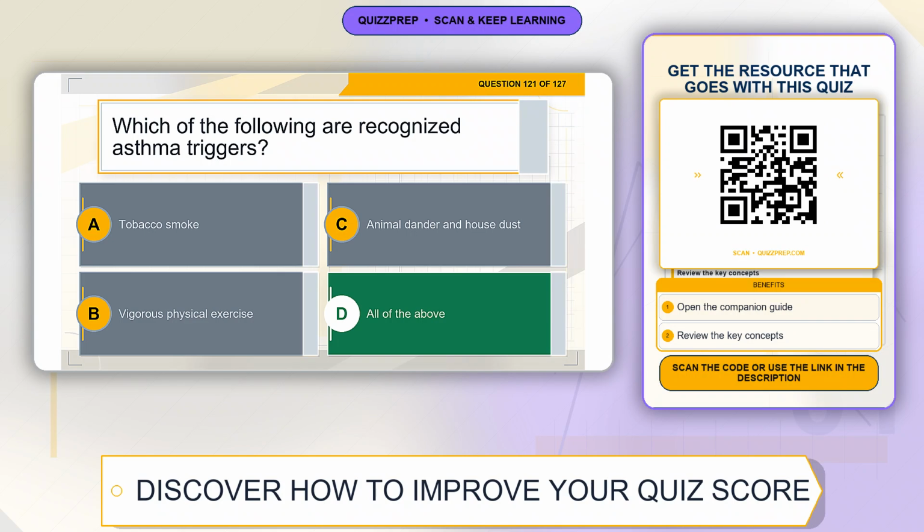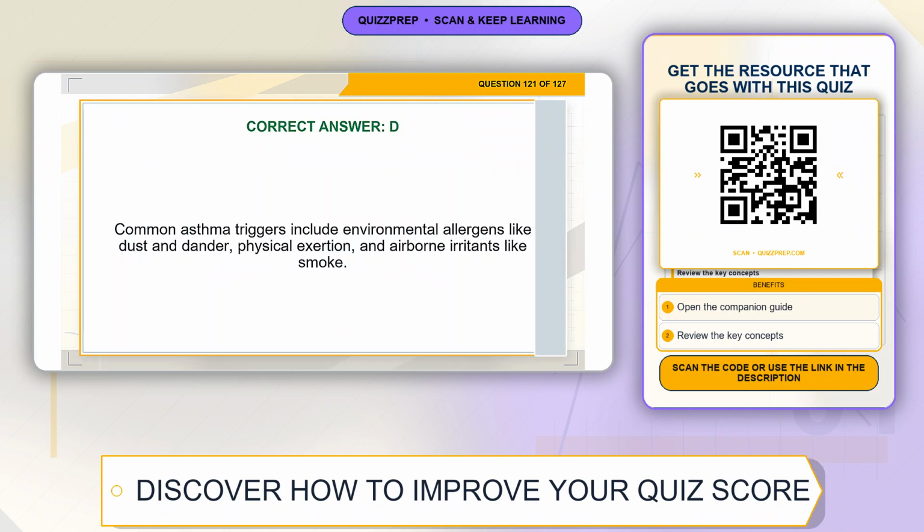All of the above. Explanation. Common asthma triggers include environmental allergens like dust and dander, physical exertion, and airborne irritants like smoke.